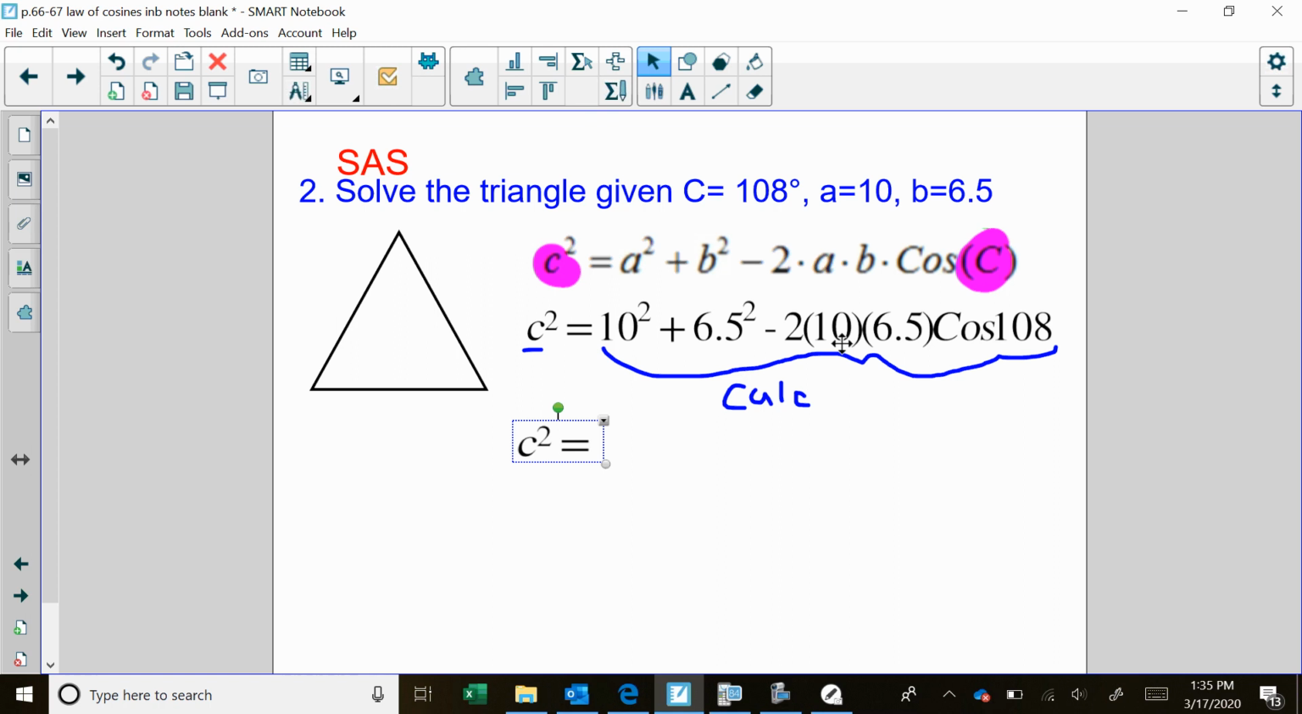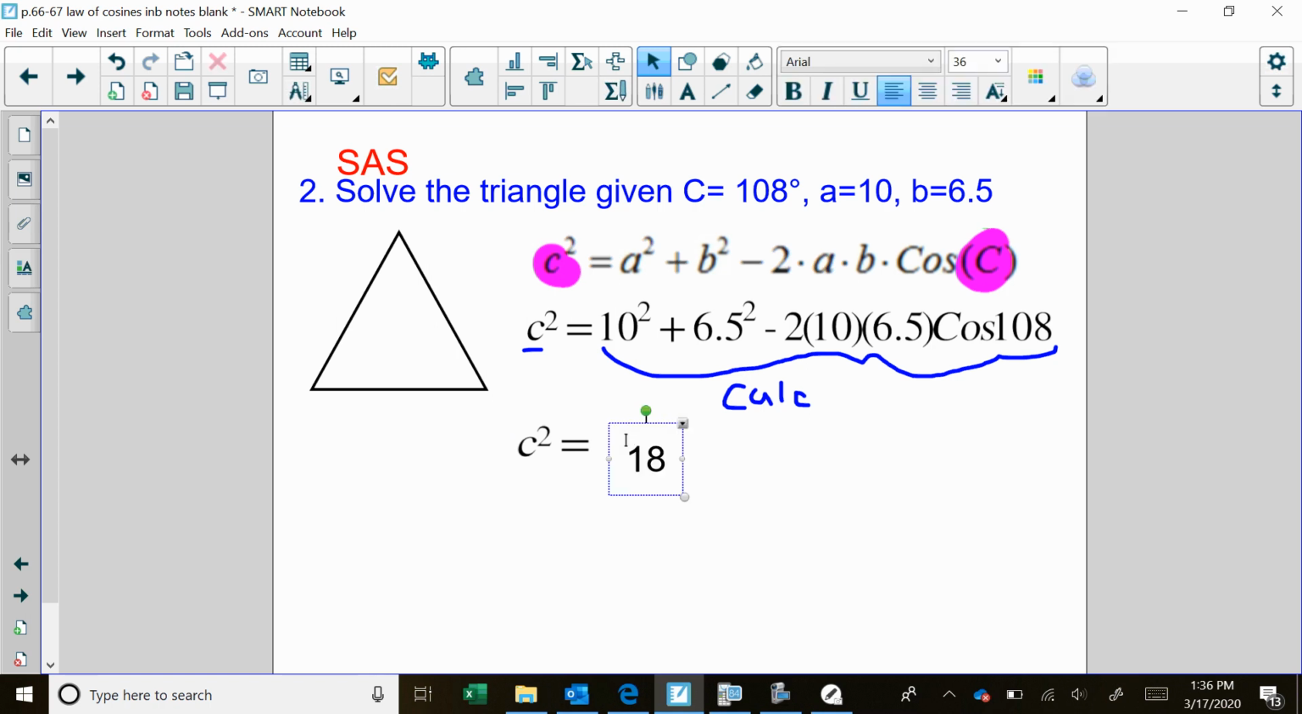All right, so I gotta go put this in my calculator. All at once: 10 squared plus 6.5 squared minus 2 times parentheses 10, close it, open it, 6.5, close it, cosine. Make sure you put cosine in there. You're so used to typing sine. Please don't type sine. Hit enter. That gives you 182.422 and some other stuff.